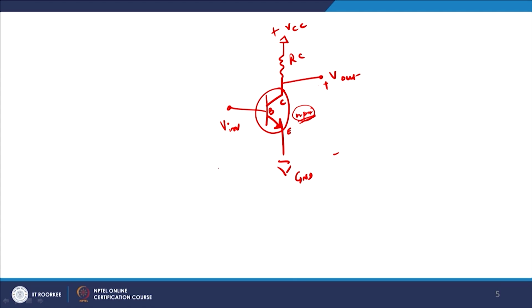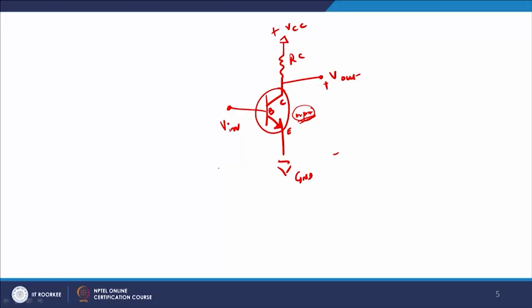So, you see, practically in almost 60-70% or 80% of the cases, you give the signal or the input to the base side only, and try to take the output either from the collector or from the emitter. In this case, we are taking it from the collector, and let us see how it works out. We will see one by one as we move along.